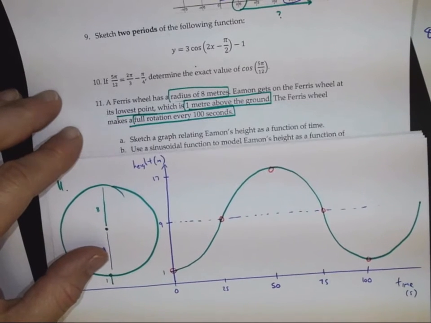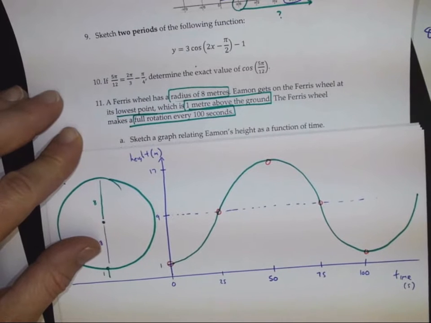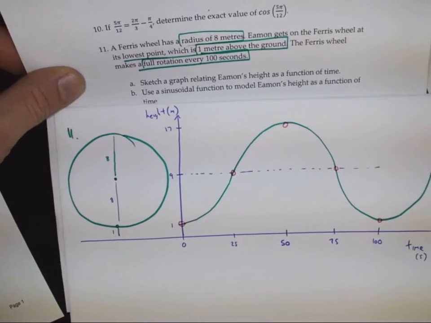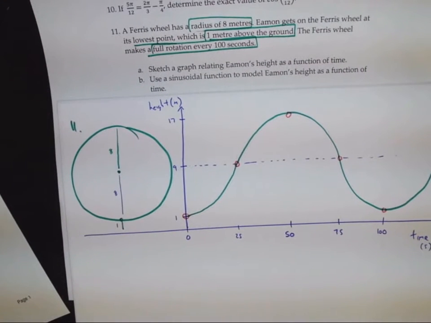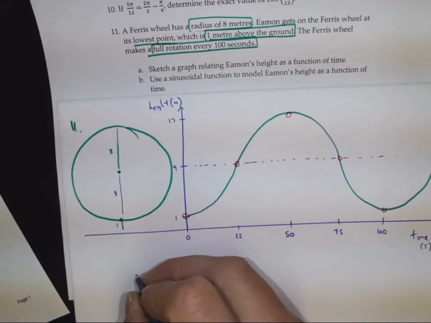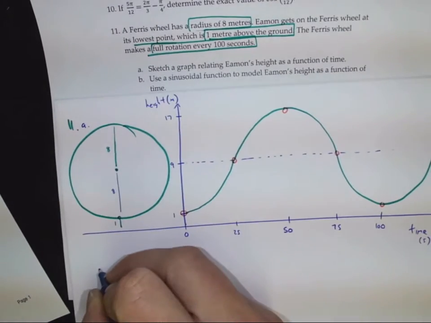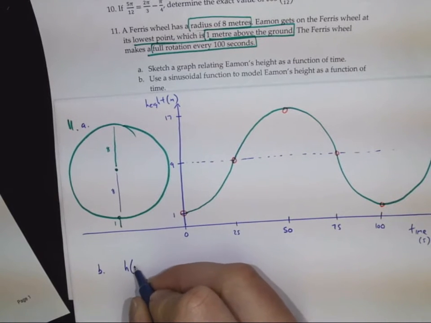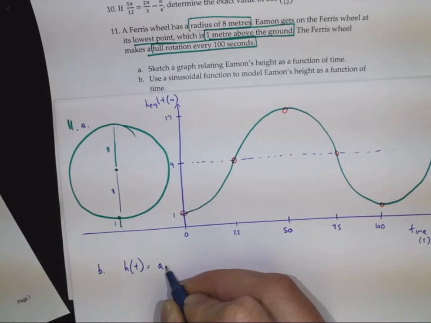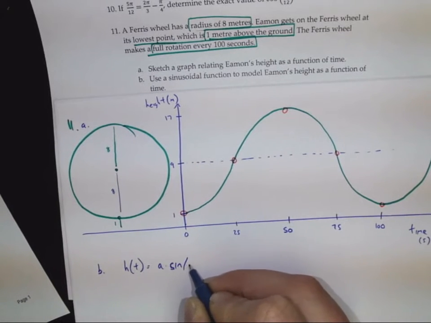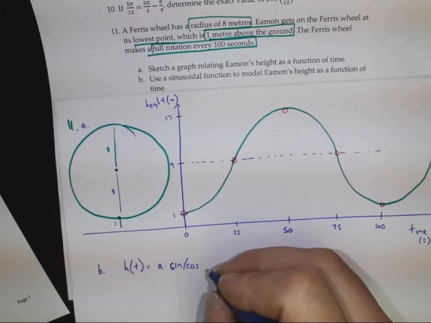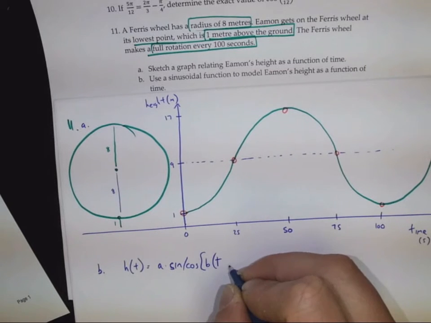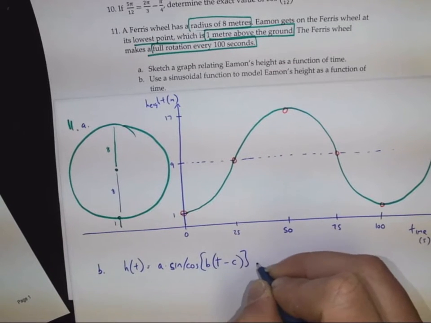All right. So that's question A. Sketch a graph relating Eamon's height as a function of time. And the next thing is to use a sinusoidal function to model Eamon's height as a function of time. All right, so this is A. 11b is we got to turn that into a sine function. So what we do is we typically start with a general sinusoidal function, and we're not even going to choose if it's sine or cosine yet. We'll come back to that. B, I guess we're using time, so t, take away c, plus d.